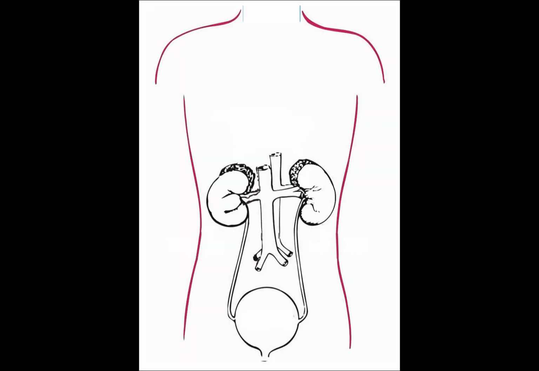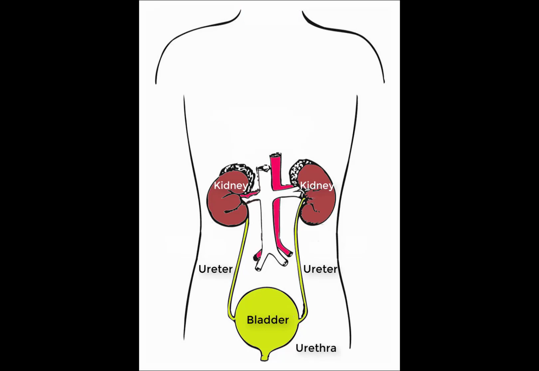The two kidneys are part of the urinary system. Urine flows from each kidney down its ureter to the bladder, and then to the outside via the urethra. The main function of the kidney is to filter the blood and return most of the water and solutes to the bloodstream while excreting wastes and foreign substances.